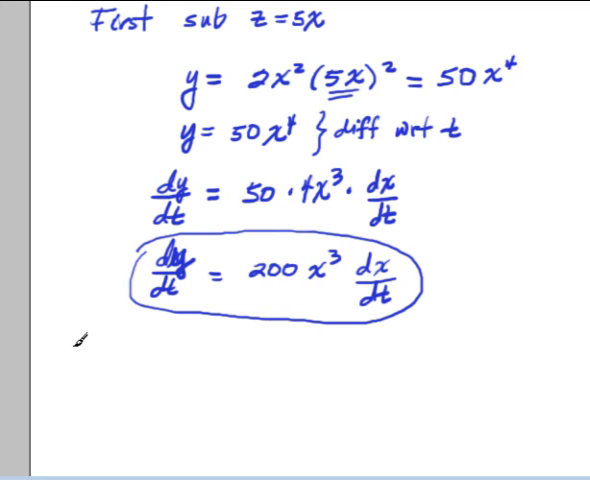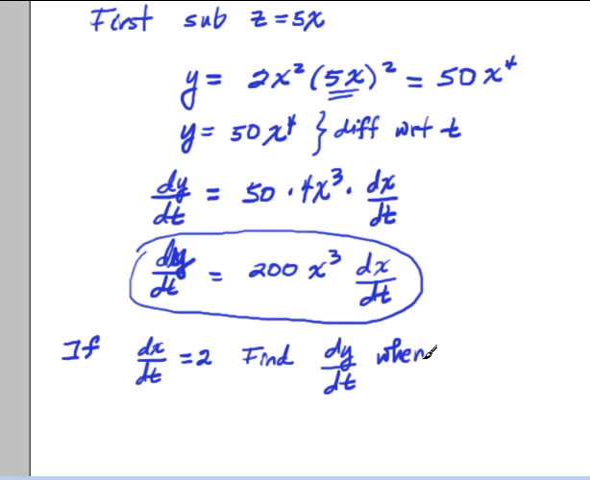Okay, let's do another part to this problem, or a continuation. And let's say the problem continues as follows. It says, if we know what dx dt is, let's say dx dt is 2, and then we want to find dy dt when x is equal to 1. So we can do that. We have enough information using this equation. We're just going to substitute in.